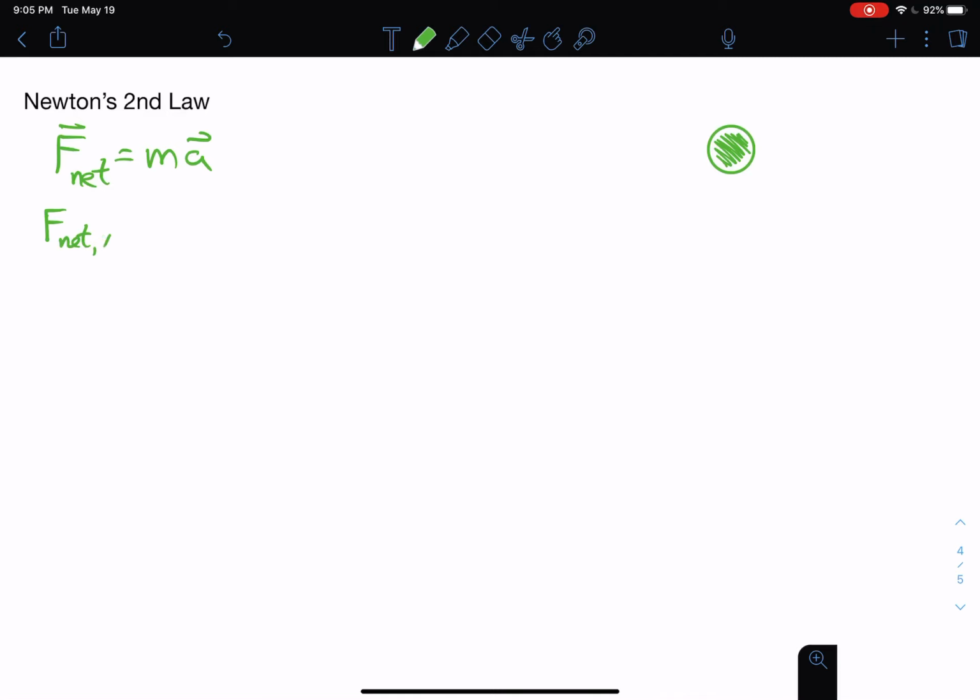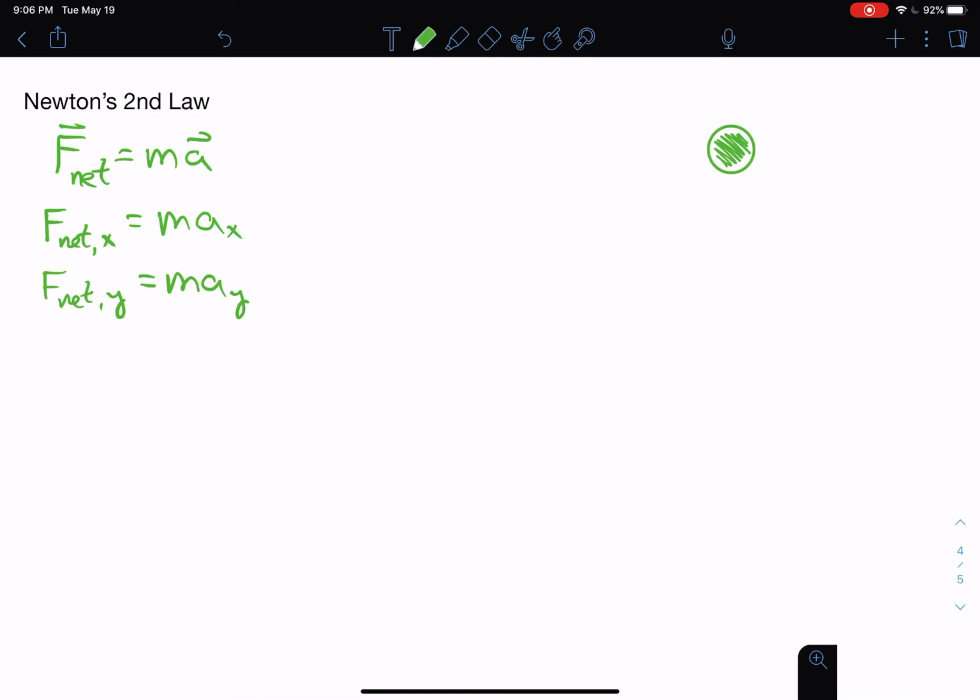We'd say the x component of the net force equals the mass times the x component of the acceleration, and we would also do the same thing for the y component. So there you go, that's Newton's second law. But there's actually quite a bit more to it, and it all has to do with the net force.